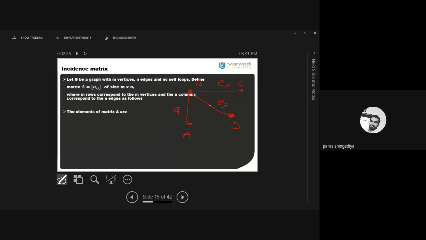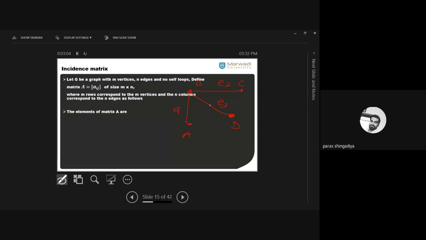G has m vertices and n edges. No self loop is implemented here. We consider no self loop in this graph to define the incidence matrix. Parallel edges are allowed. Define a matrix A equal to Aij with size m by n. So our matrix size depends on the number of vertices and the number of edges.